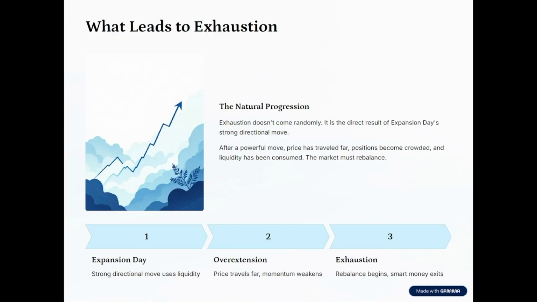What leads to exhaustion day? In my previous video, we reviewed expansion days, which is most commonly a strong directional move looking for liquidity. Expansion days continue their powerful move until it travels too far, it becomes overextended, and liquidity has been consumed, and then the natural order of things is for the market to rebalance. During the overextension on expansion days, we see momentum begins to weaken, which leads us to exhaustion days, where the rebalance begins, and again, smart money starts to exit their positions. It's a natural progression in the market structure cycle. Exhaustion doesn't come randomly. It's a direct result of expansion days' strong directional moves.